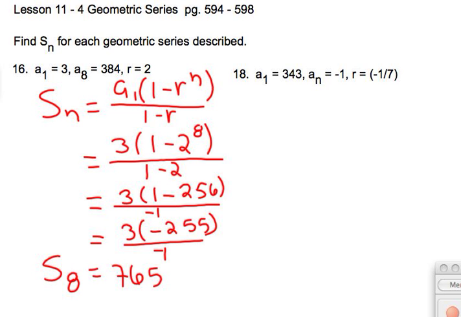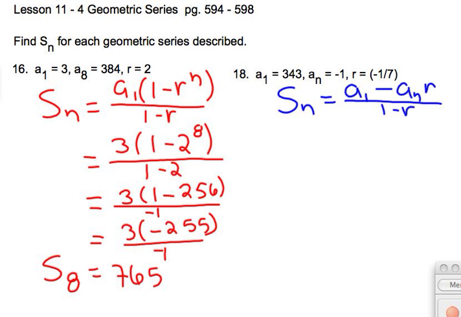Problem 18, I picked this one because there's another formula that, if you read the book, the formula is there, but it's not in a big bold box or anything. And that formula says your sum is found by taking a sub 1 minus a sub n times r, all over 1 minus r.